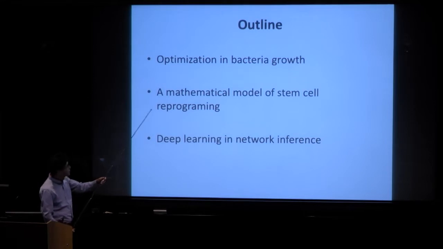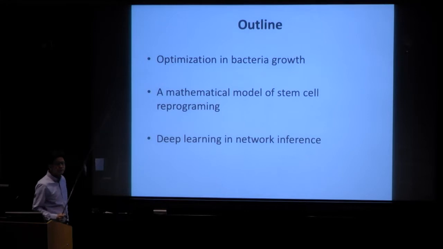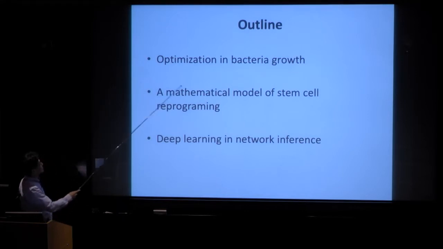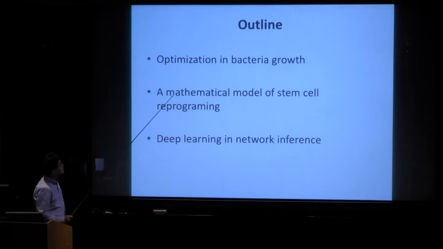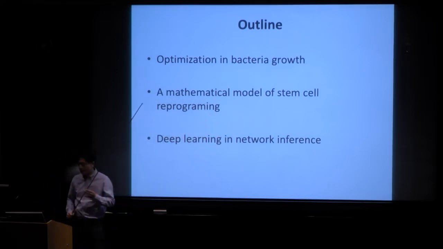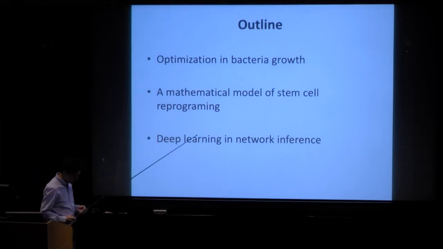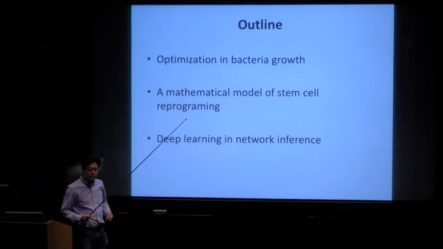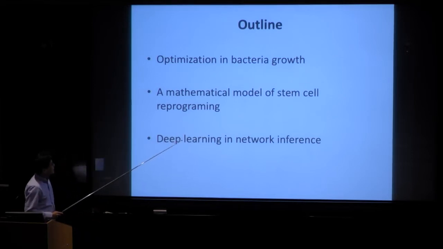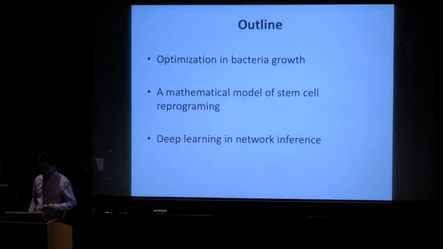So the three stories: one is bacteria. It's a very old phenomenon, diauxie versus co-utilization. We solved this problem in terms of optimization. And then a very hot stem cell reprogramming problem. We built a mathematical model to understand the reprogramming and also propose some new protocol for reprogramming. And finally, something we did very recently, we use deep learning to try to reverse engineer genetic networks.